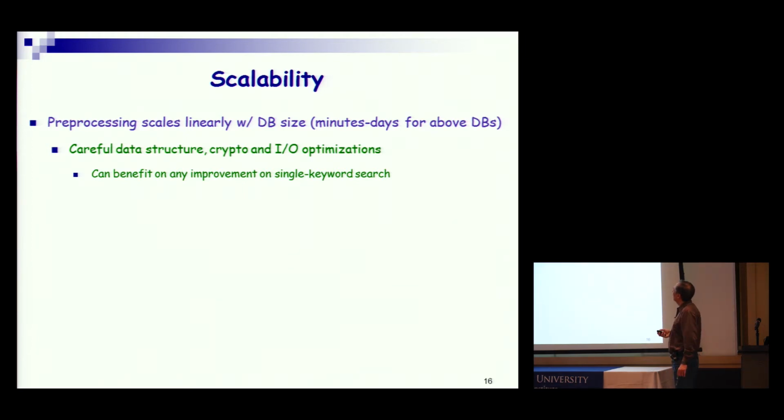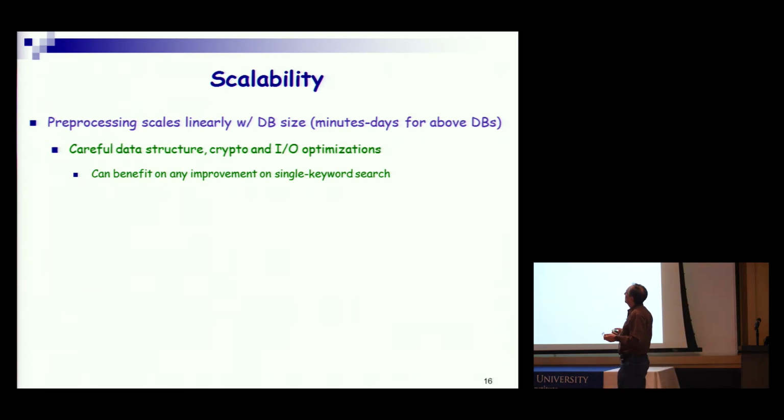Now, the scalability: basically the pre-processing scales linearly with the database size. Of course, that's what you expect, but it's not worse than that. In the examples that I gave, this goes from pre-processing of minutes to pre-processing of several days for the big database. All of this is parallelizable, so in that sense it can be improved.